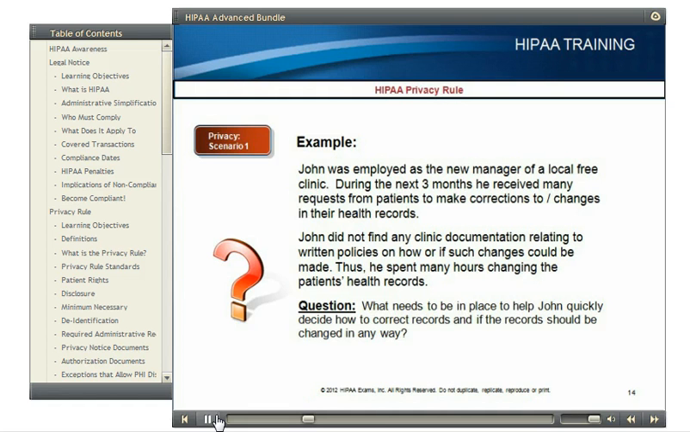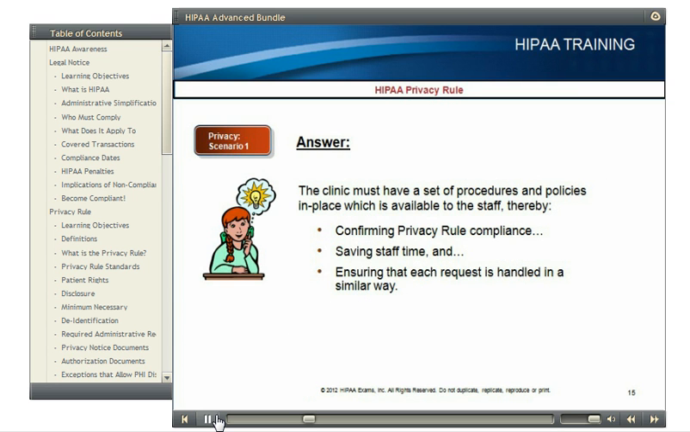Question: what needs to be in place to help John quickly decide how to correct records and if the records should be changed in any way? Answer: the clinic must have a set of procedures and policies in place, which is available to the staff, thereby confirming privacy rule compliance, saving staff time, and ensuring that each request is handled in a similar way.